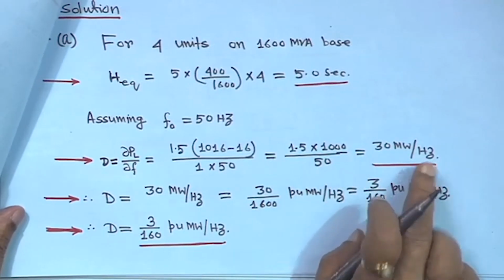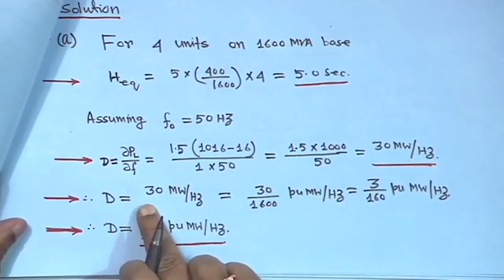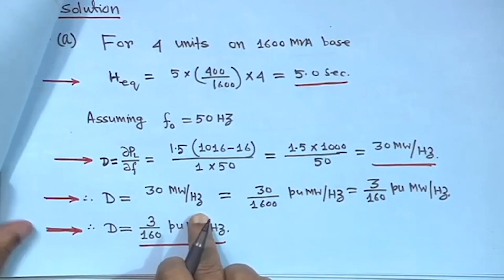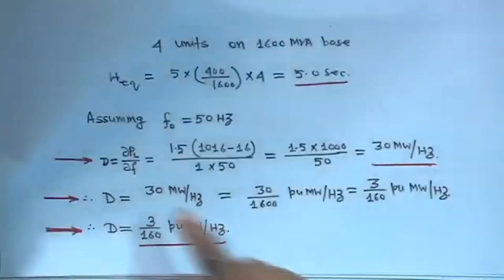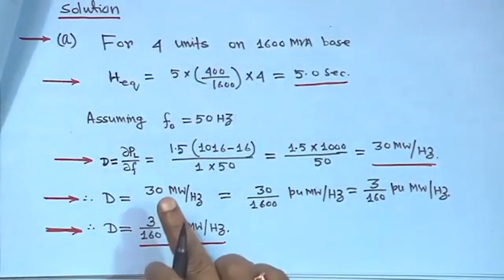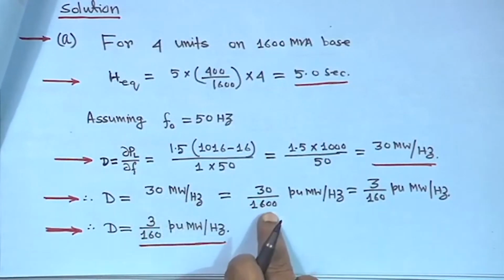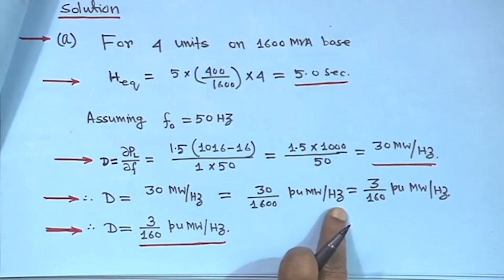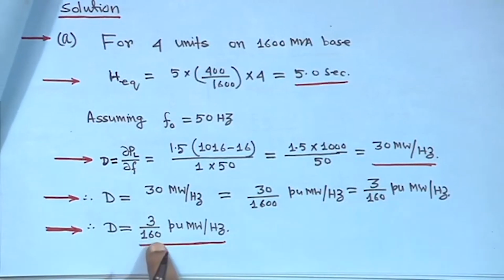It is in real units, because this is 30 megawatt and this is hertz. Now D is 30 megawatts per hertz, and the base mentioned here is 1600 MVA. The numerator, 30 megawatt, you have to make per unit megawatt, so divide it by 1600. It will be 30 by 1600 per unit megawatt per hertz, that is 3 by 160. So D is equal to 3 by 160 per unit megawatt per hertz.